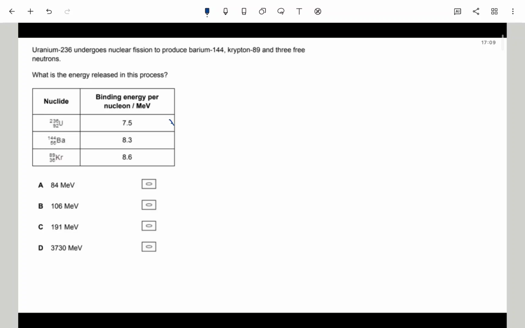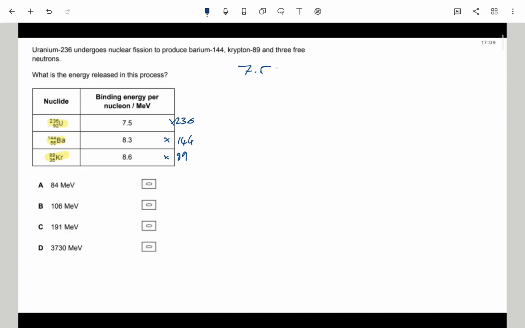So 7.5, there's 236 nucleons. This one, there's 144 nucleons, and the last one, there's 89 nucleons. So the uranium turns into the barium and the krypton. So what we need to do is the uranium, and then subtract the barium, subtract the krypton.